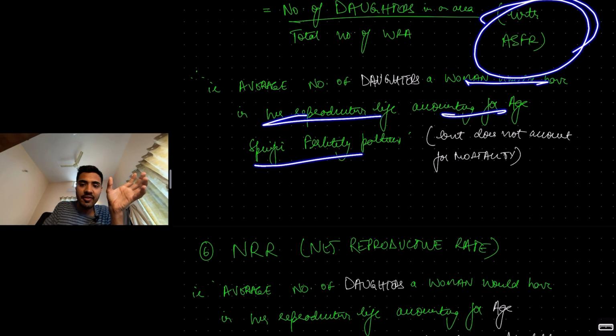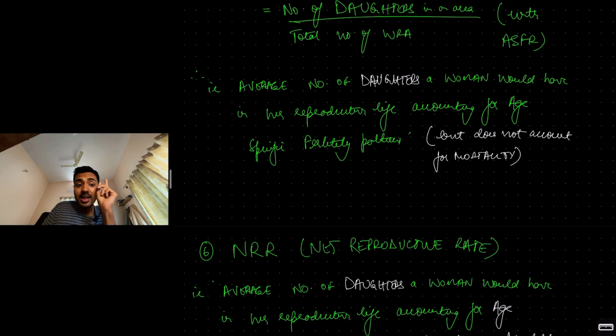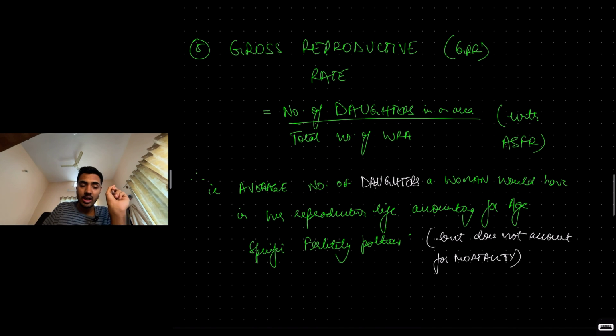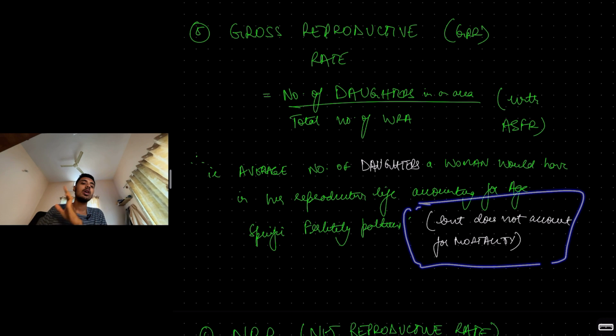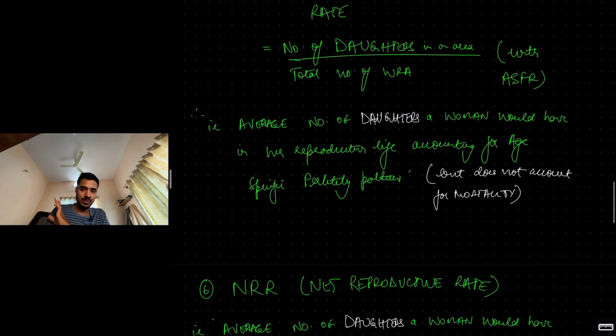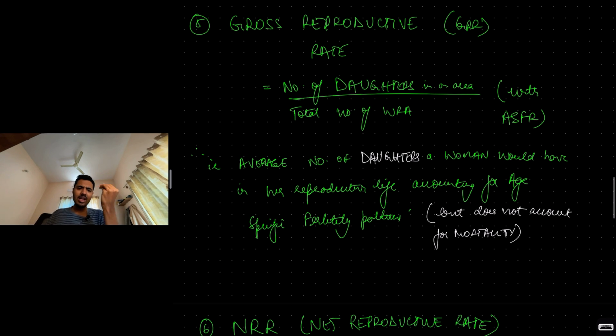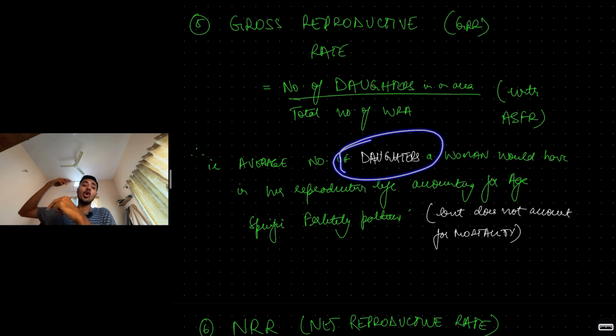But the disadvantage of gross reproductive rate is that it does not account for mortality. No age specific death rates. But it is much better than TFR, GFR, ASFR, because it is taking into account the number of daughters, because these daughters are the ones who will once again give birth in the future, right? So that's why it's taking only daughters into account.